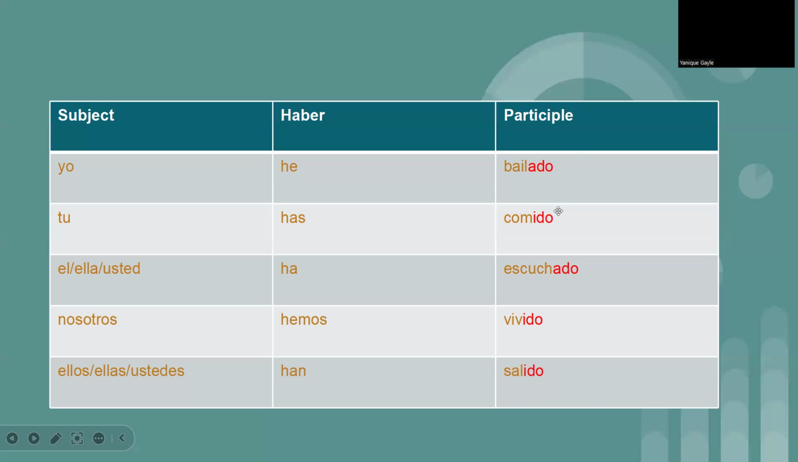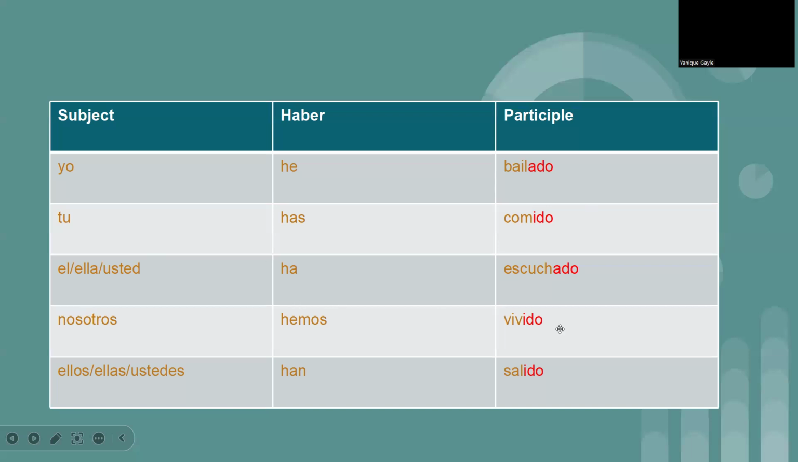Tú has comido. The verb is comer. It ends in ER, so we take off the ER and we add IDO, ido. Tú has comido means you have eaten. Él, ella, usted ha escuchado. The verb is escuchar, which means to listen. It ends in AR, so we take off the AR and we add ado. Escuchado. It means he, she, it has listened.